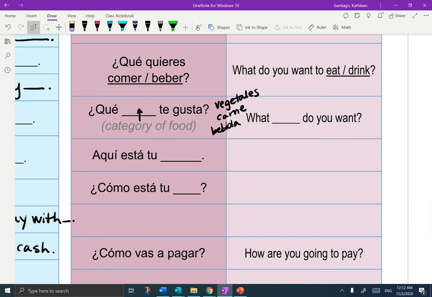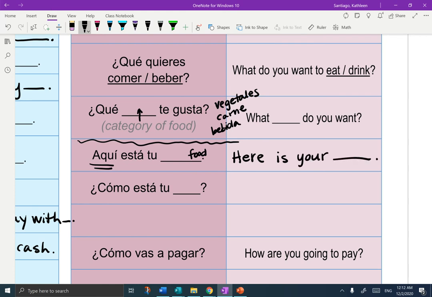Now, once you've taken the meal, this is kind of like a break point, and you're bringing the food back, you would say, aquí está tú, and you'd fill in the food that you're bringing to them, right? Aquí means here. So here is your, and whatever's on the plate, okay, naming that food.